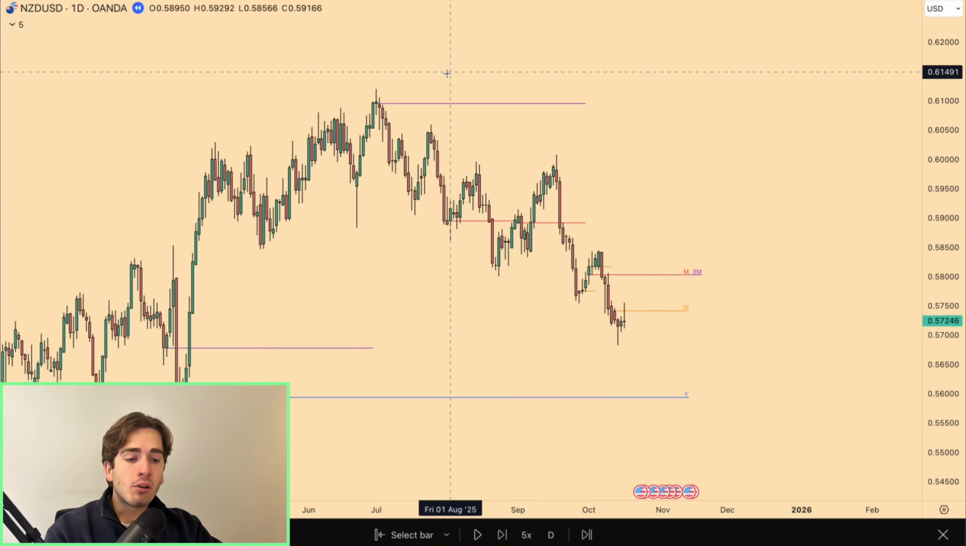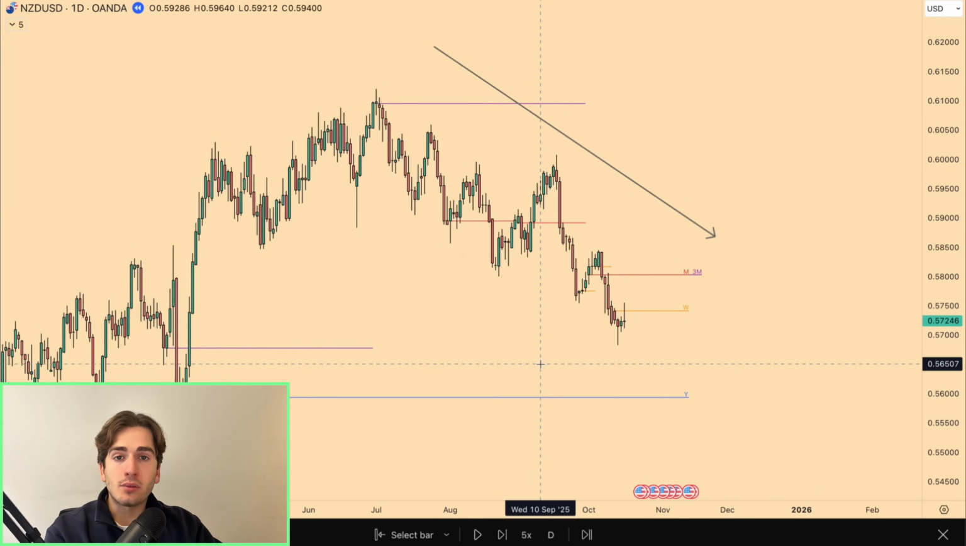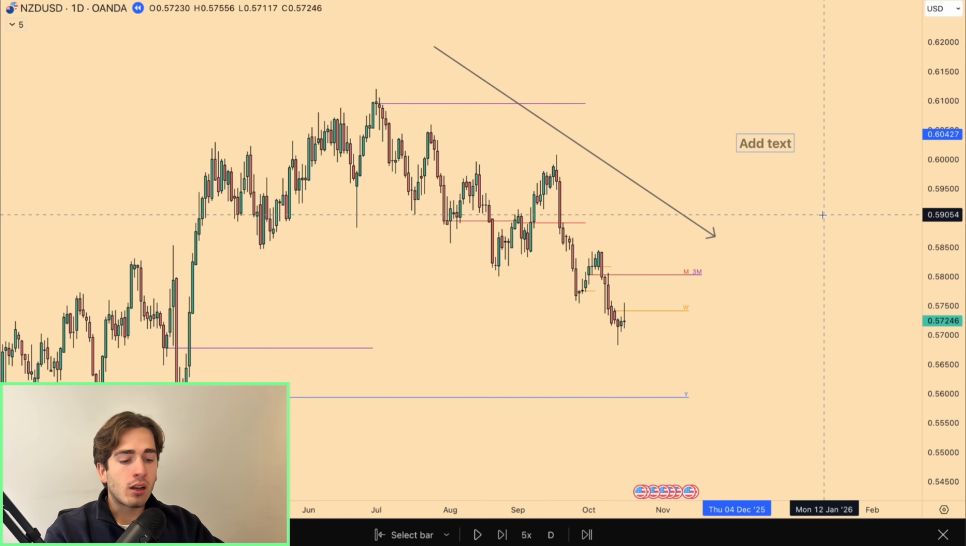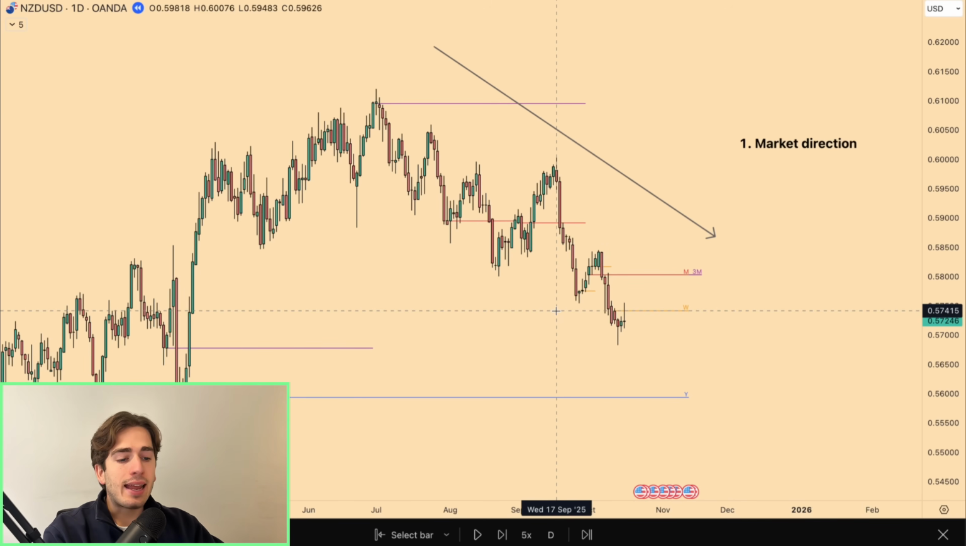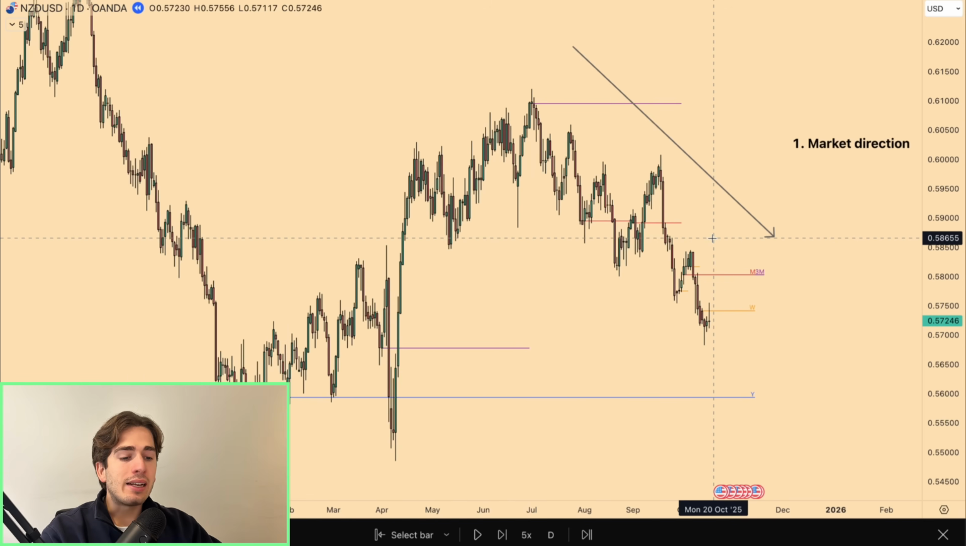All right, we're going to start here on the daily time frame on NZDUSD, and the most important thing that we're going to start with is market direction. Like I said at the beginning of the video, there are four main confluences that I like using, and the very first confluence is going to be market direction. When identifying market direction, what you always want to be looking for is, is the market trending towards the downside, or are we trending towards the upside?